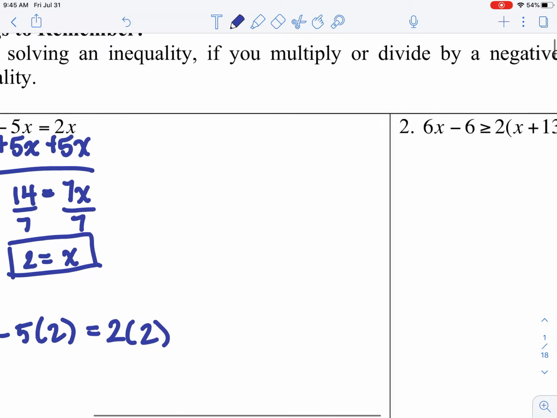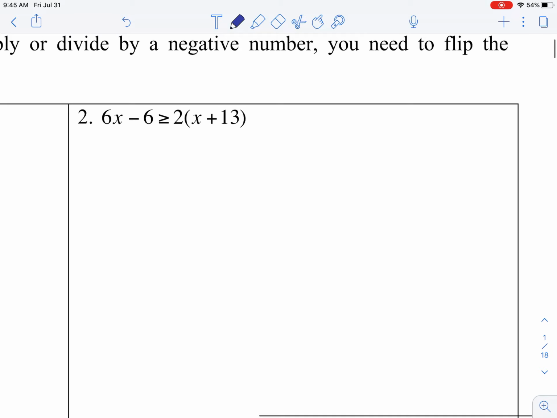Okay? When it comes to inequalities, you're pretty much solving a lot like you would solve an equation. You just have to be mindful that if you ever multiply or divide by a negative number, you'll have to flip the inequality. So this one's a little more complicated than the previous problem, but hopefully you remember from back in the day when you were solving equations, you always have to start by getting rid of parentheses. So as I distribute, that becomes 2x plus 26. Notice I'm keeping my inequality the same.